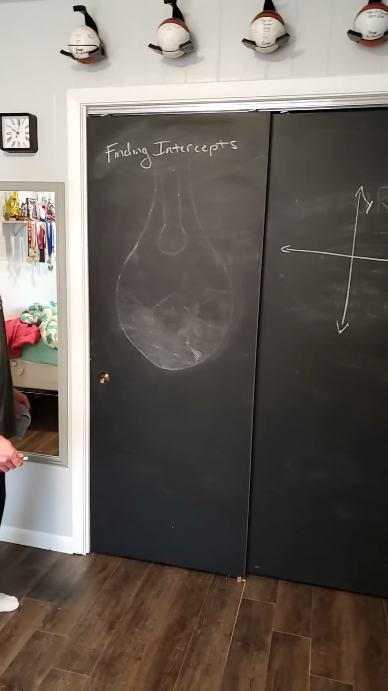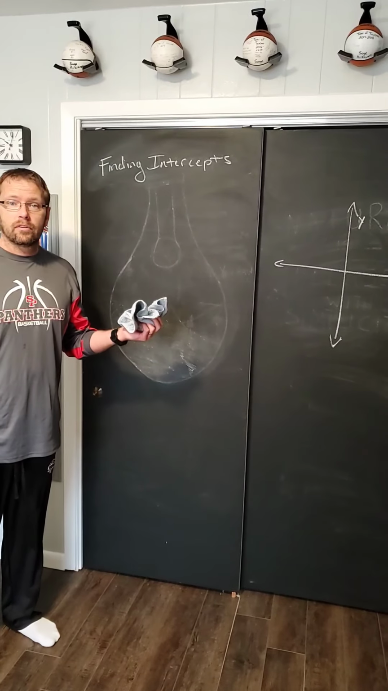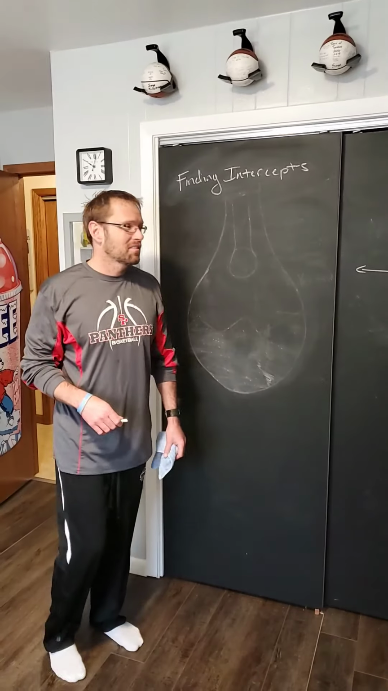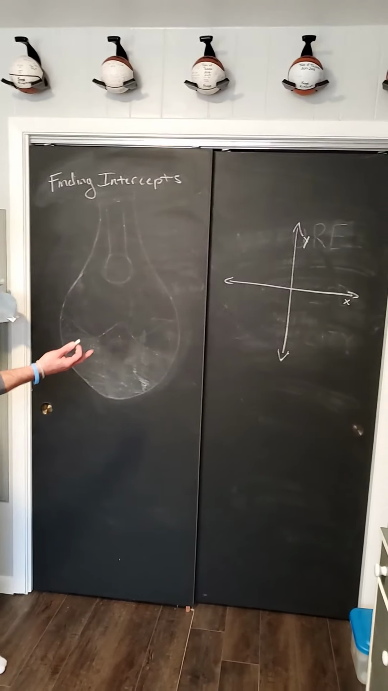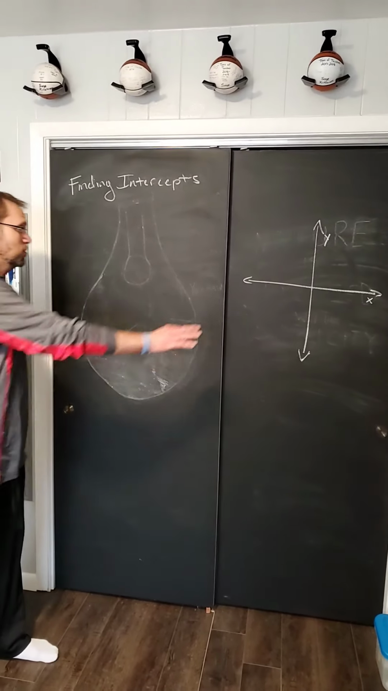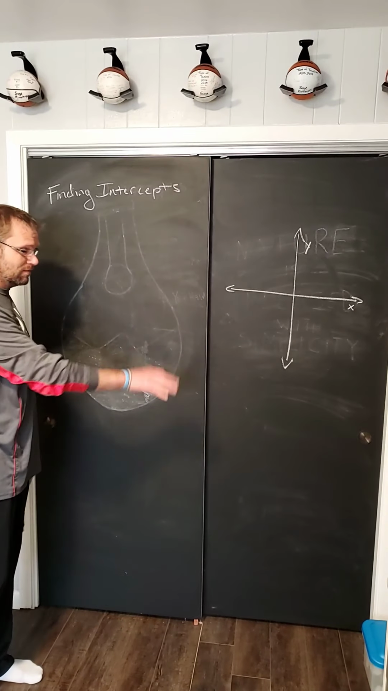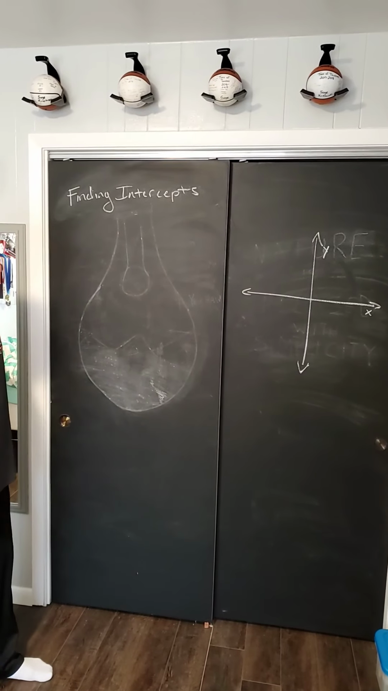Okay, so this is our classroom for the foreseeable future. This is my daughter's room. She happens to have chalkboard paint on her closet doors, so this is what I'm going to use.